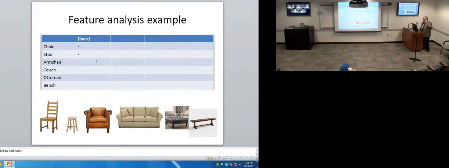So an armchair is going to be plus or minus back? Plus. The couch is also plus back, obviously. Ottoman? Minus. Minus, very good. And then the bench? Minus. All right, very good. So now we have basically 3 and 3.